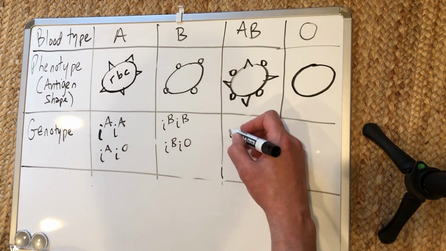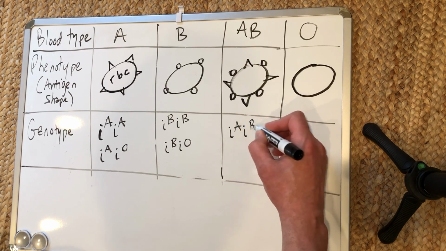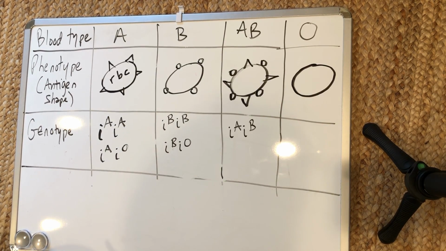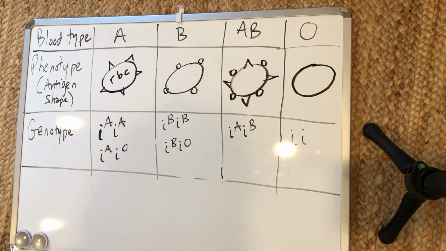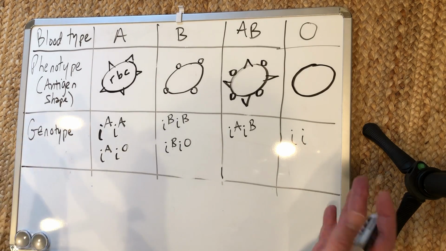AB, you can only be one genotype. You need to inherit each of the two alleles. So that's your genotype if you're AB. And if you're O, you have neither of those alleles. So this is it. These are the genotypes.